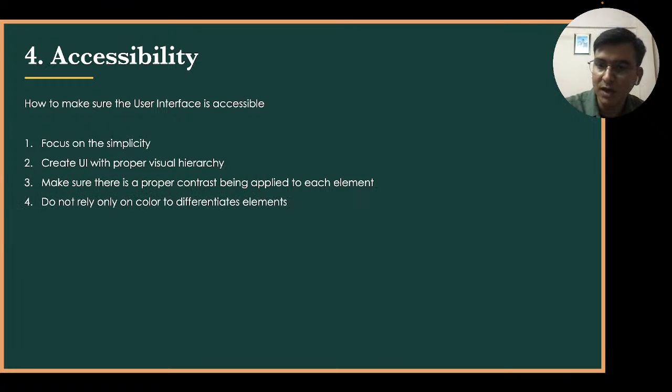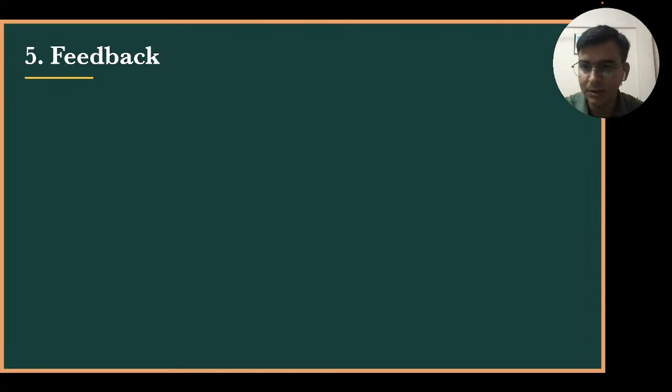Do not rely only on colors to differentiate elements, which I have just given an example of: 8% of men are colorblind, right? So do not just rely on colors. Whenever you are playing around with colors, make sure that you have another affordance or another signifier there, which can tell people with color blindness what needs to be done. Okay, so that was all about accessibility.